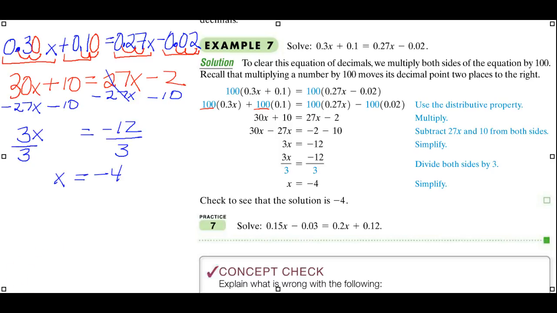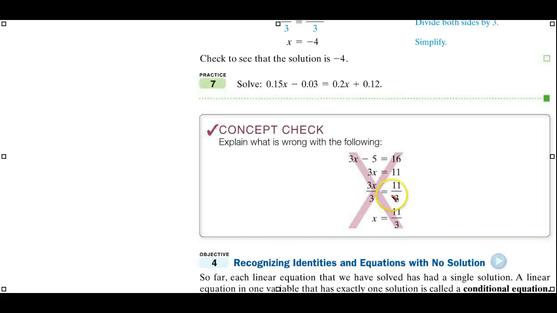This is one of the techniques. And this is cute since we have a little time. What's wrong here? Well, 3x minus 5 equals 16. Well, can you see what they did is they subtracted 5 from 16 to get 11. You don't. You're supposed to add 5 to both sides. So this is supposed to be 21. Okay. Anyway, they're kind of cute. Keeps you on your toes.